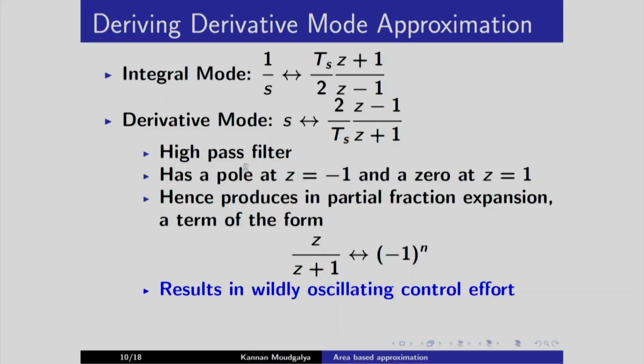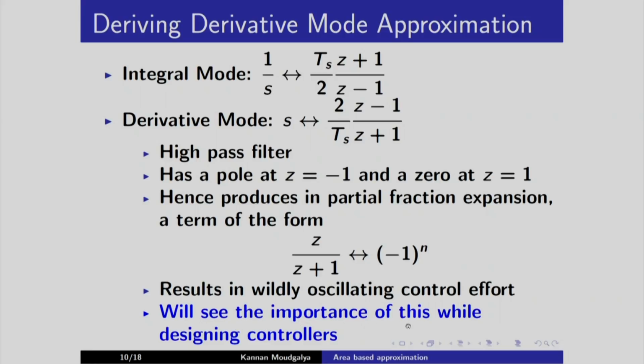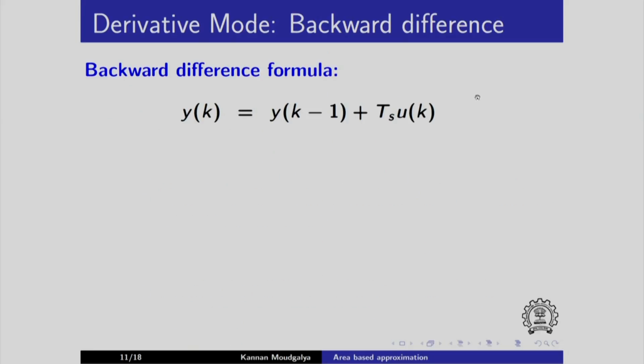Why control effort? We assume that we have a derivative mode given by s. Now supposing I were to use this in the place of this s, I will get z over z plus 1. When I invert it, I will get -1 to the power n. So our discrete time implementation will oscillate. We will see the importance of this while designing controllers, especially in pole placement controllers. Because the method we tried earlier gave a problem for derivative mode, we will consider another method, backward difference method.